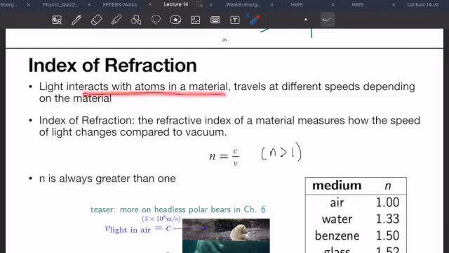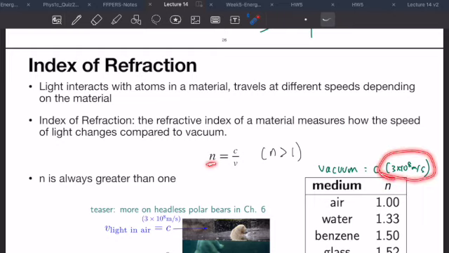Light interacts with atoms in a material and travels at different speeds depending on what material it's in. The index of refraction, the refractive index of a material, measures how the speed of light changes compared to vacuum. We know that in vacuum the speed of light is just c, which is 3 times 10 to the 8 meters per second, while the speed of light in air is also basically 3 times 10 to the 8. So n is the ratio of the speed of light in vacuum divided by the speed of light in some medium.